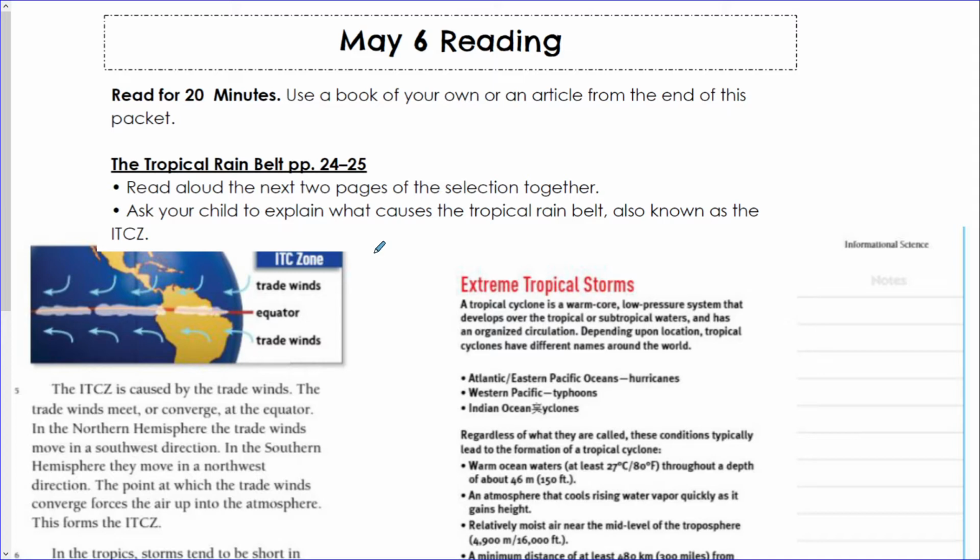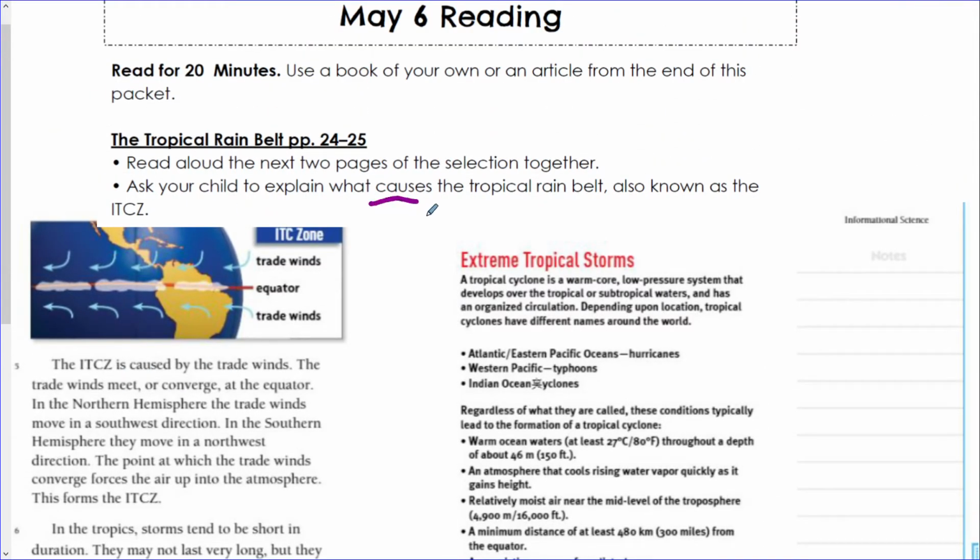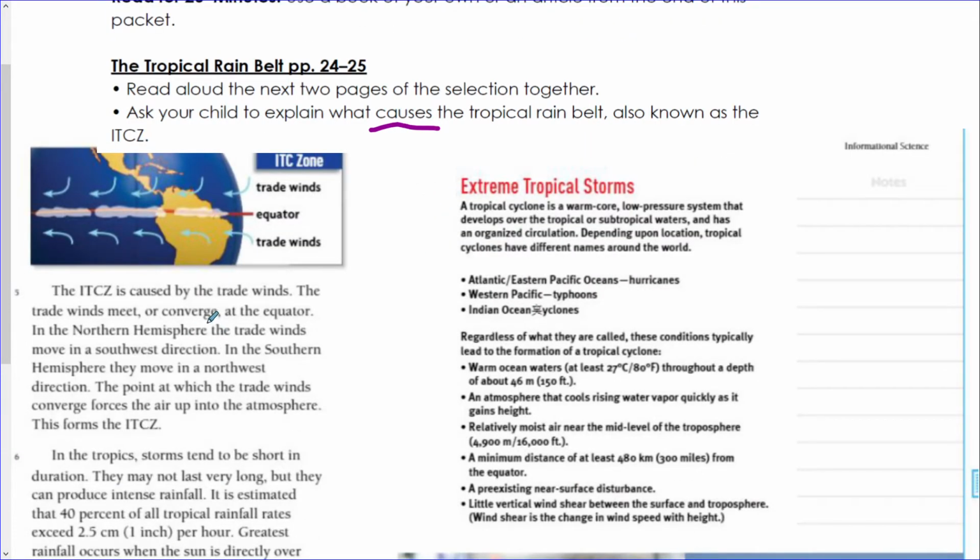It's also known as the ITCZ, which was called the itch. All right. So the itch is caused by trade winds. So remember, we're looking for, again, what causes the tropical rain belt. And it's caused by trade winds. So let's keep reading to figure out what that means.